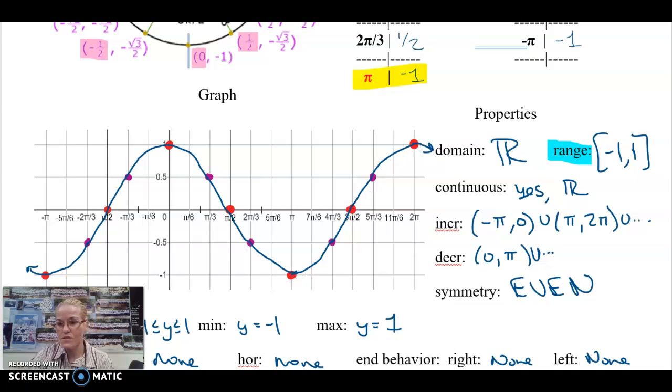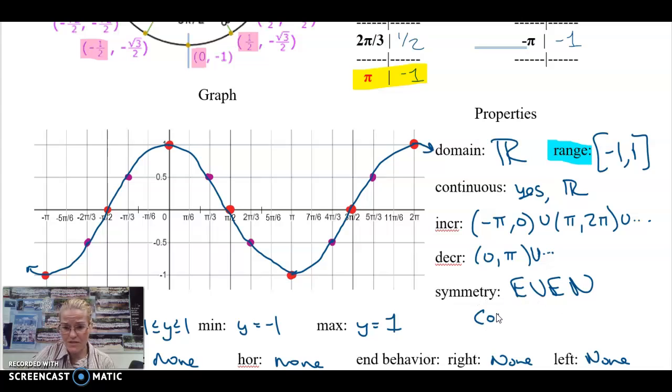So the domain and range of sine and cosine, exactly the same. Is it continuous? Yes, for all real numbers, it's continuous. Where is cosine increasing? Well, cosine's increasing from -pi to 0, from pi to 2 pi, from 3 pi to 4 pi, right? And where is it decreasing? From 0 to pi, from 2 pi to 3 pi, right? Dot, dot, dot, dot. Cosine is even.